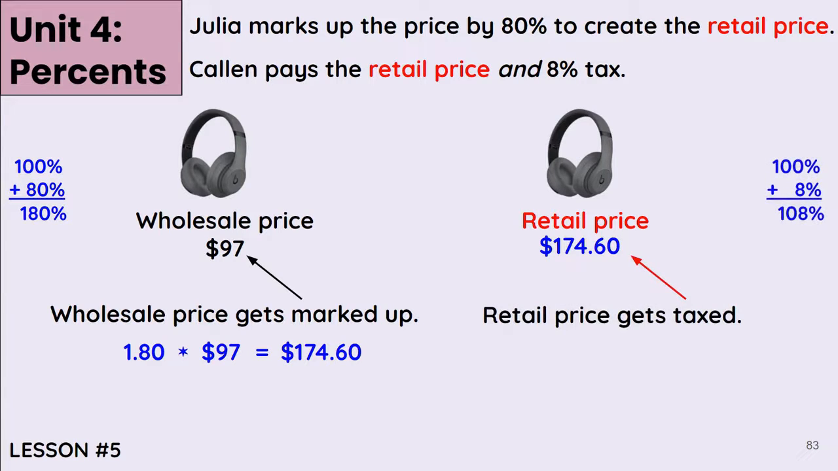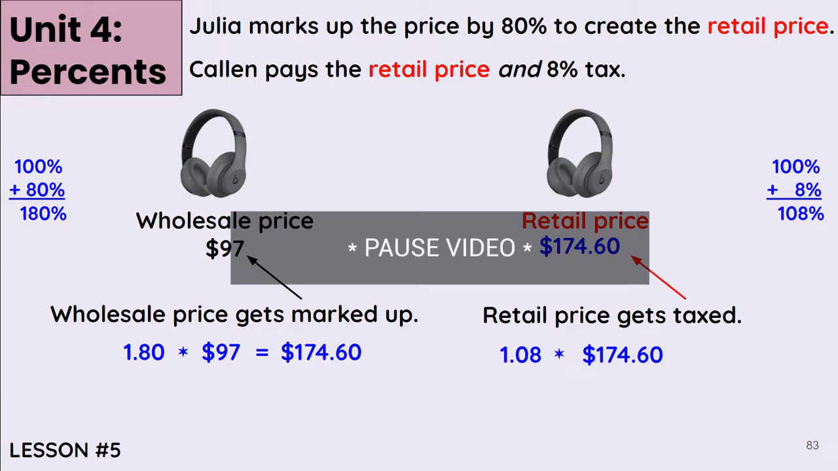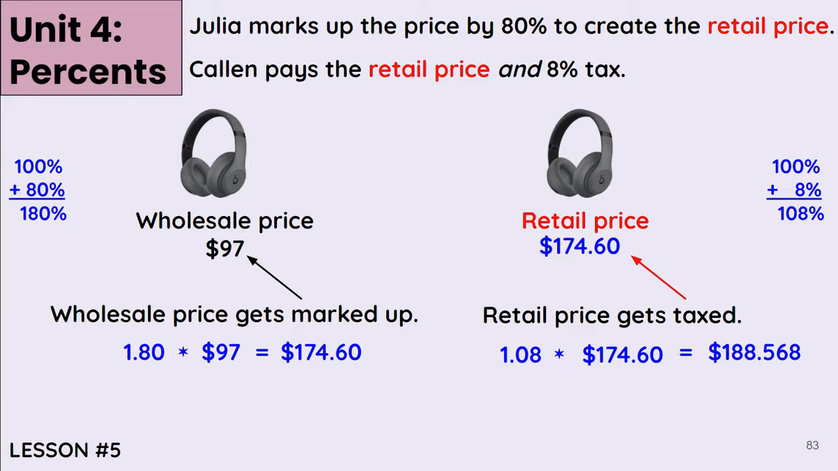So he's going to pay 100% of that amount and 8% extra, which is 108%. When we turn that into a decimal, that is 1.08 times that new price. All right, go ahead and find out how much Callan pays. Okay, so when rounded to the nearest penny, Callan pays $188.57.